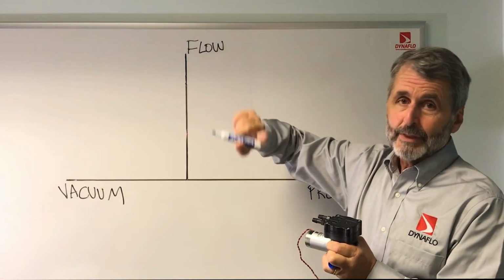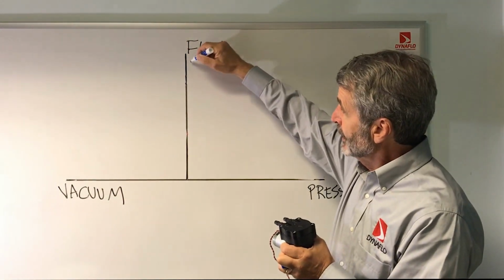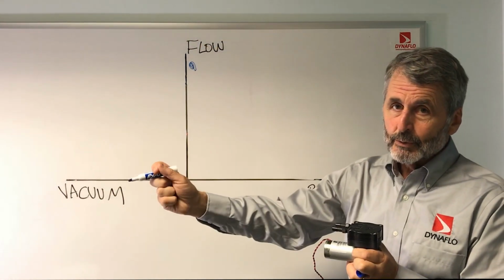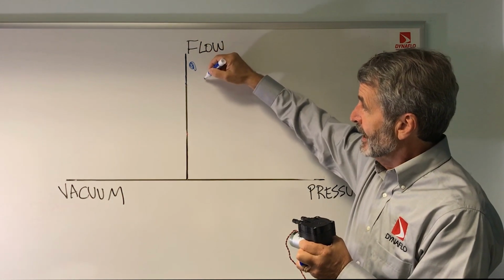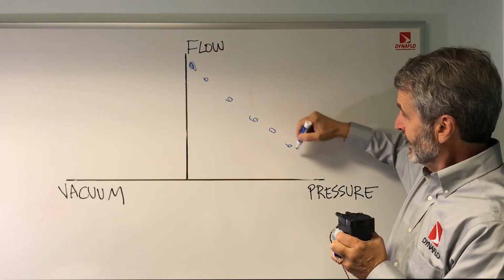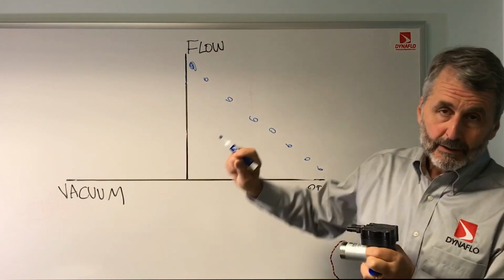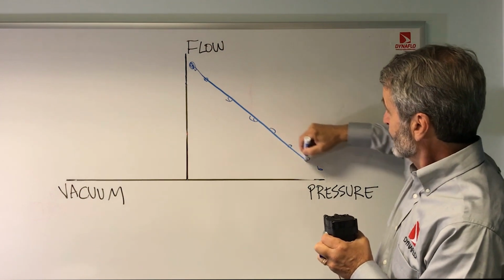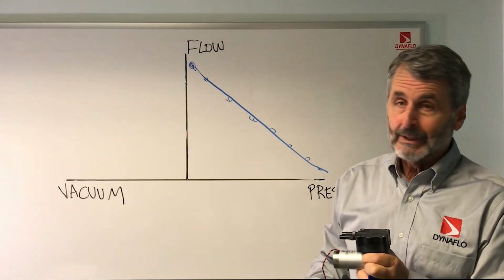When it's wide open with everything unrestricted, you end up with a data point that's kind of up here. And then what you do is you gradually shut the valve down and you see what happens to pressure. And on the right hand side here, as you might expect, the more you close the valve, the more the flow drops and you end up with a curve that looks something like this.